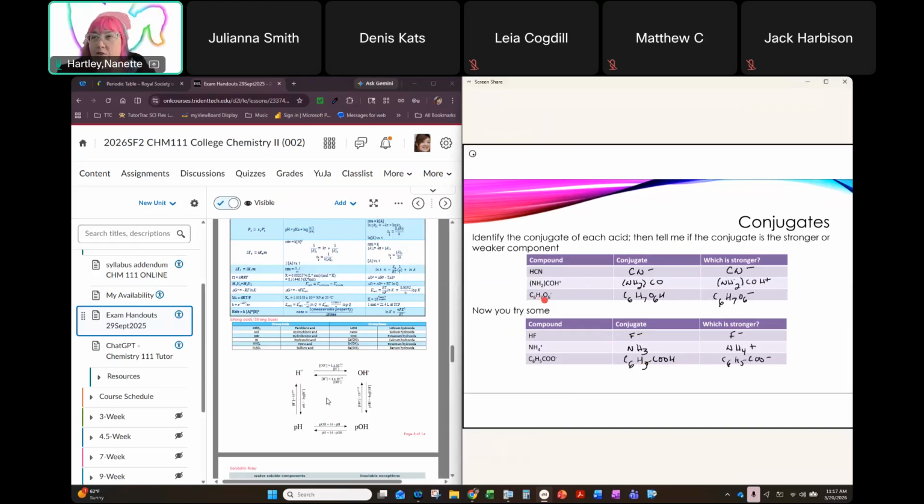C6H7O6 with a negative charge on it will become C6H7O6 with a proton. And it's because it had that negative charge. I have to put the proton back because I know it's been taken off. That's how it ended up as a negative charge.